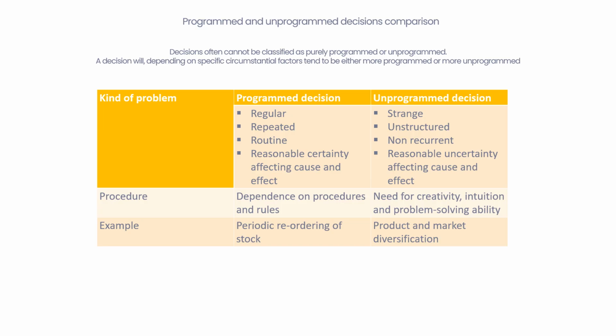Then let's start with kind of problem. If, for instance, you are dealing with a programmed decision, what type of situation do you see? Something which is regular, repeated, routine, with reasonable certainty affecting cause and effect. You see, this is already in our experience, in our daily task, in our daily life, in our workplace. So it can easily be classified as a programmed decision.